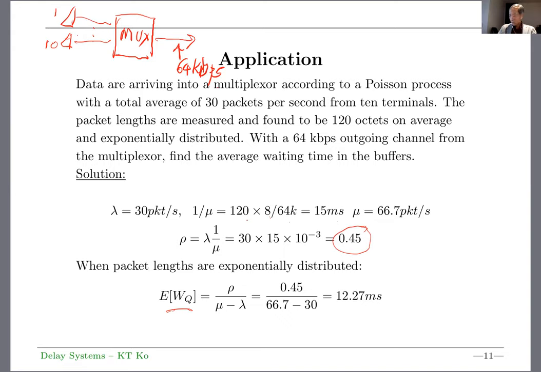With that, given the relationship, we have a 12 millisecond waiting time. So it's a pretty long waiting time, given that you only have 45% utilization. But if you increase utilization to a much higher incoming rate, then the waiting time will be much longer.